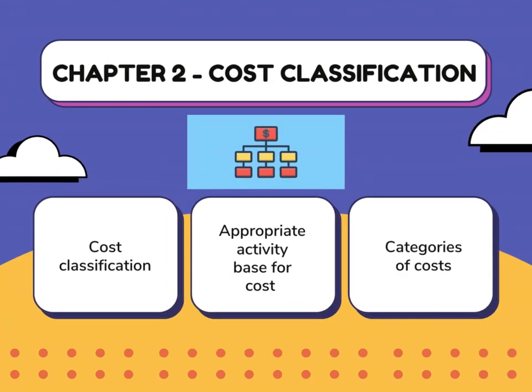Chapter 2, Cost Classifications. Cost classification based on capacity criteria involves categorizing costs according to their behavior in relation to production or sales volumes. This classification helps organizations understand how costs change as their level of activity or output changes.